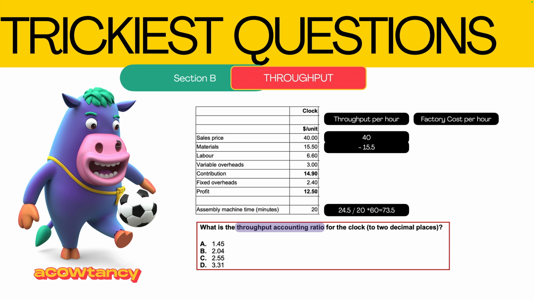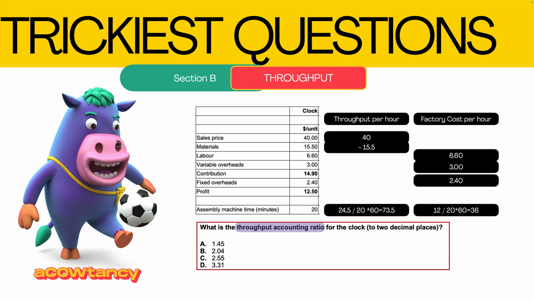Then we've got to look at the factory cost per hour, which is all the other costs. So your labour, your variable overheads, your fixed overheads. Add all those up, which is 12. Gross it up by dividing it by 20 minutes times by the 60.